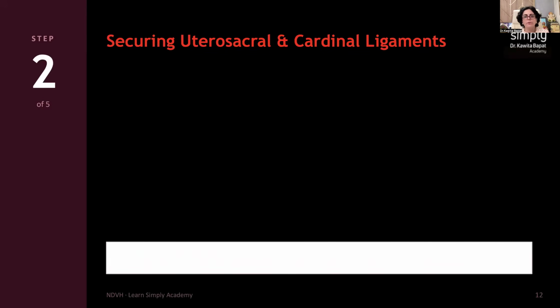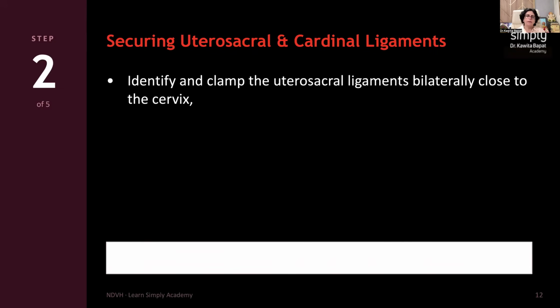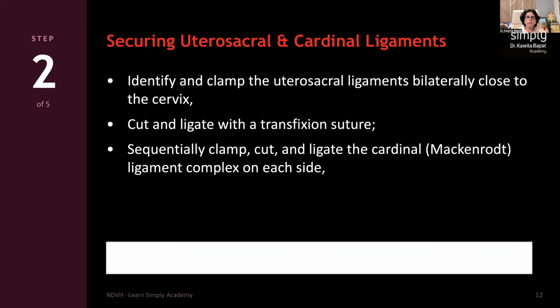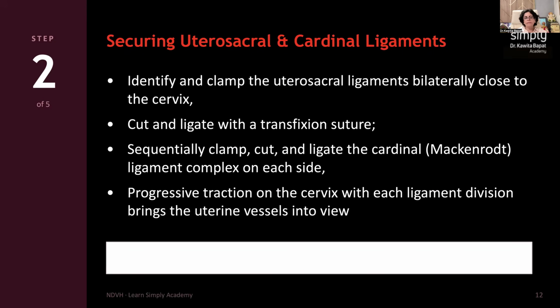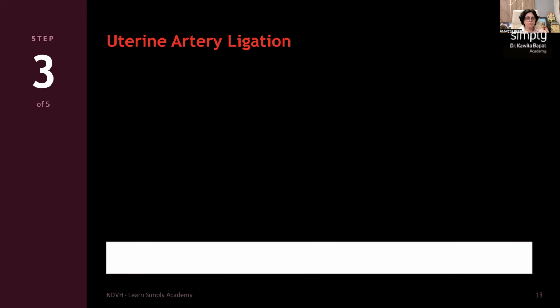Step 2 is securing the uterosacral and the cardinal ligaments. Identify and clamp the uterosacral ligaments bilaterally close to the cervix. Cut and ligate with a transfixation suture. Sequentially clamp, cut and ligate the cardinal, Mackenrodt's ligament complex on each side, and progressive traction on the cervix with each ligament division brings the uterine vessels into view. Again, the key point is the clamp should hug the cervix. Pedicles taken too far laterally increase the chances of ureteric injury.